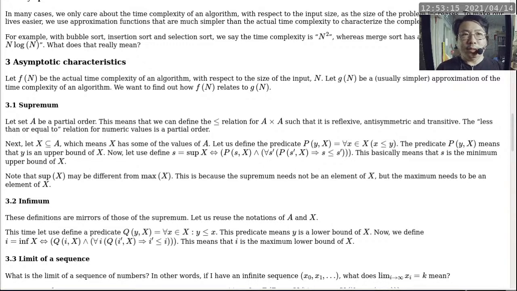And the reason why we may not be able to find an upper bound within X itself has to do with A being only partially ordered. If A is totally ordered, then the supremum would have been the same as the maximum. But because A is only assumed to be partially ordered, we can find a supremum that may not be in X itself. So that's the tricky part of being a partially ordered set instead of a totally ordered set.